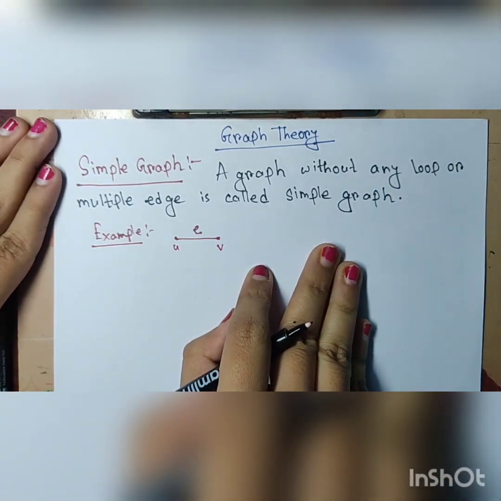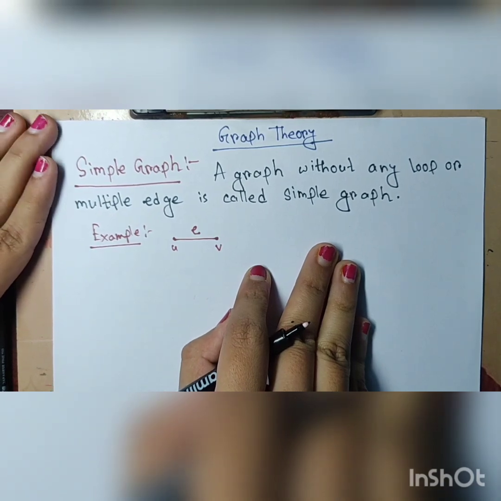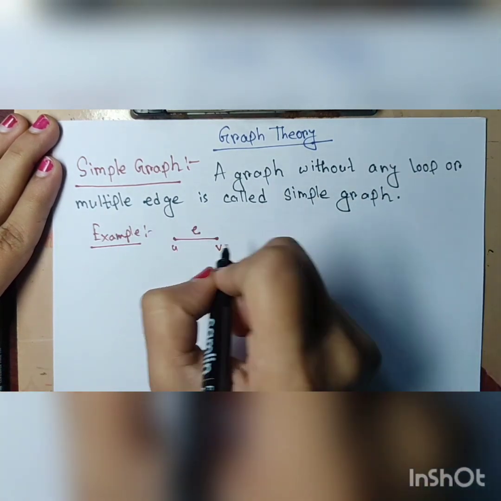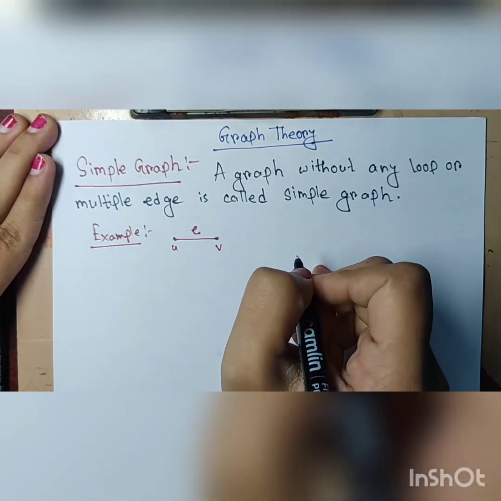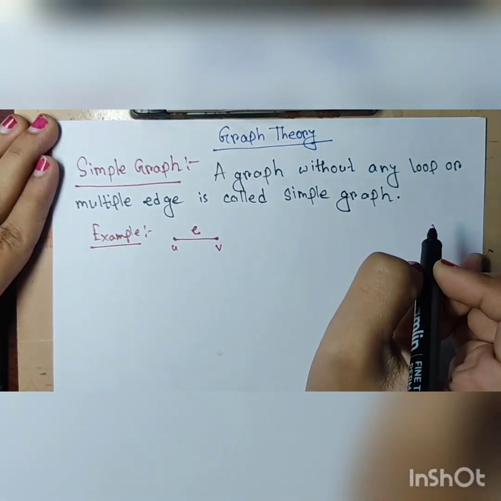Today in the third lecture we will discuss simple graphs and regular graphs, and two simple theorems also. So firstly we will go through the definition of simple graph. Any graph without any loop or any multiple edge is called a simple graph. Okay, so there should not be any loop or any multiple edge.